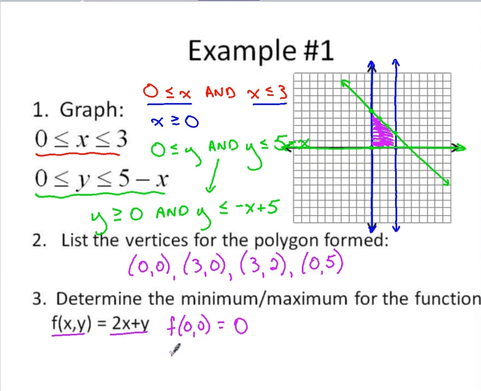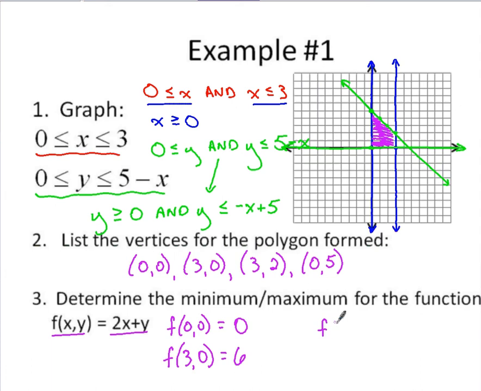Let's look at the second vertex that we found. Got (3, 0), so x is 3, y is 0. If I'm plugging 3 in for x, that's going to be 6, plus y is 0. We're just going to get 6 back.